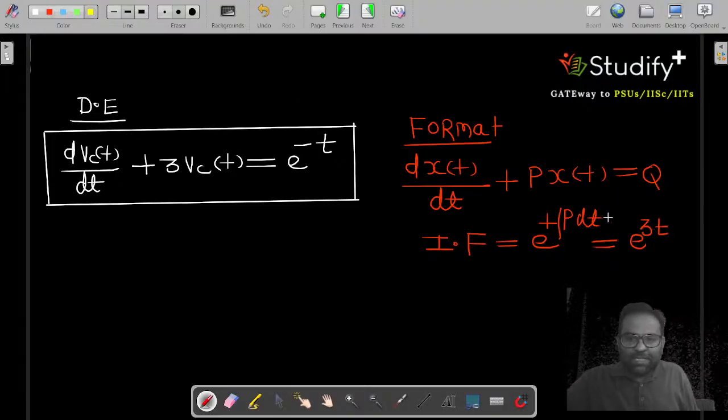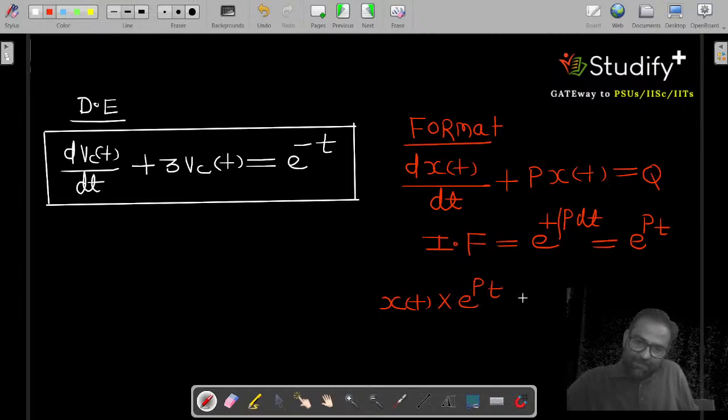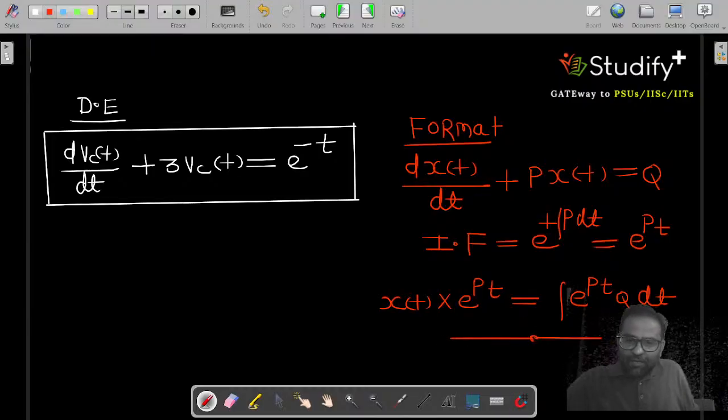So e to the power 3t is the integrating factor, or in general e to the power pt is the integrating factor. Let's not break the sequence of this. So what is the solution? The solution is xt multiplied by e to the power pt equal to the integral of e to the power pt into q dt. And of course, when you integrate it, you will add one constant of the indefinite integral.